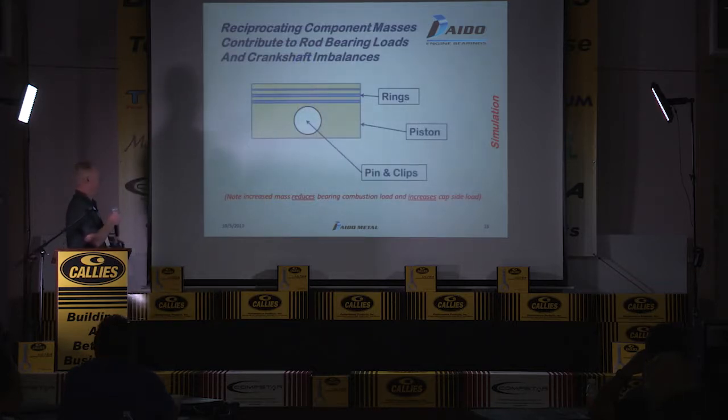And as I already mentioned, the whole assembly increases that load with your piston, the pin and clips, rings. Note, as mass reduces, the bearing combustion load increases on the cap side load. We see this typically with a lot of high-speed engines. As the inertia starts to increase, it can put extra load on the cap side of the rod bearing.